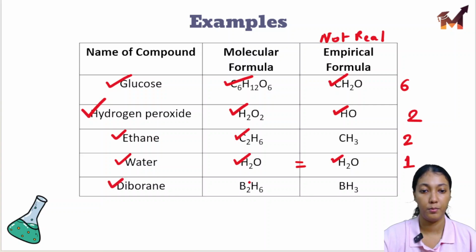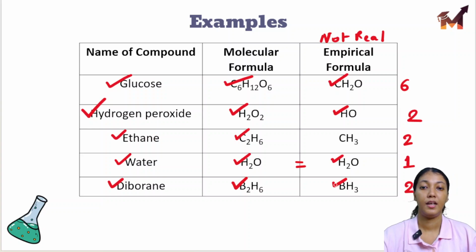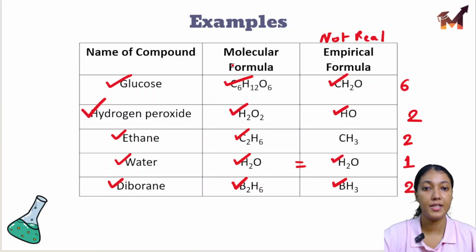Lastly, we have diborane whose molecular formula is B2H6. Again, the common factor here will be 2. So now we have the empirical formula of BH3. So this table explains the difference between molecular formula and empirical formula. If we take out a common ratio, then what we will obtain is the empirical formula. This is not the real formula. This is just a ratio of the atoms that is present in the actual molecular formula for the compound. So I hope from this table, you have a clear idea about what is molecular formula and what is empirical formula.